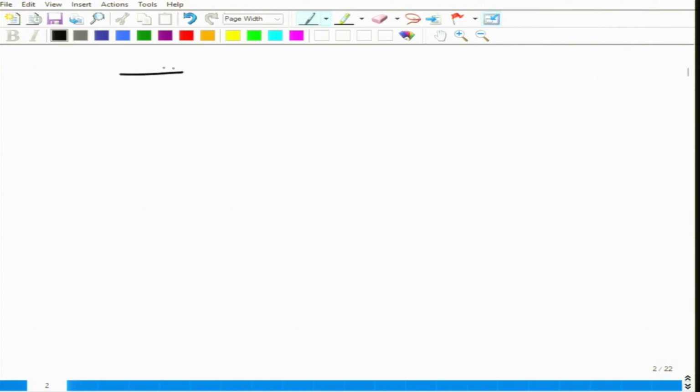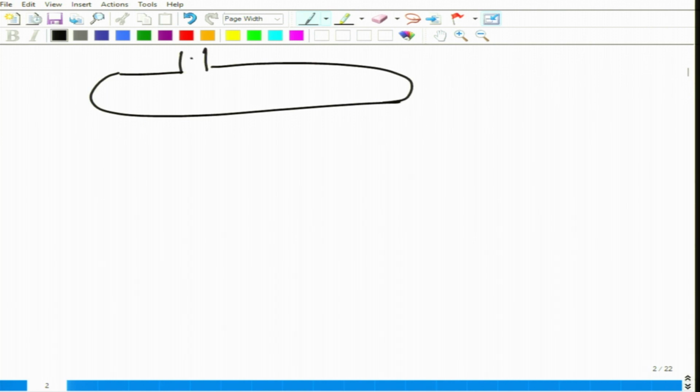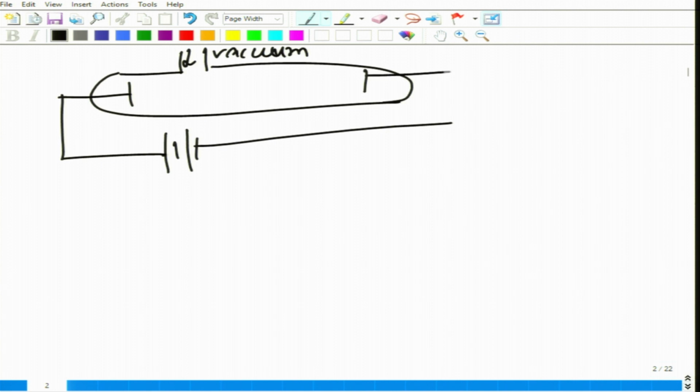So, in these experiments, there was a glass tube with a vacuum pump and two electrodes connected through battery. If this is the positive terminal of the battery, the electrode connected to it should be positive, which is the anode, and for negative terminal the electrode connected should be negative, that is the cathode.